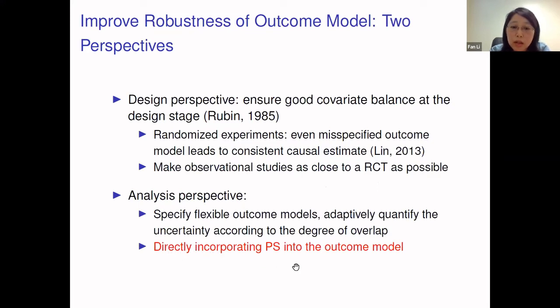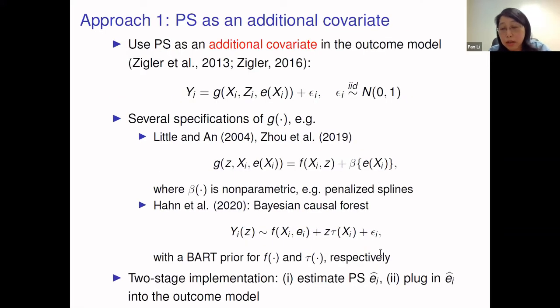So there's another approach, basically say that, well, how about I just directly incorporate the propensity in the outcome model? The answer is yes, there are several approaches doing that, and they're very well known. The first approach is basically using propensity score as an additional covariate in the outcome model. Corey Ziegler has done a bunch of work in this.